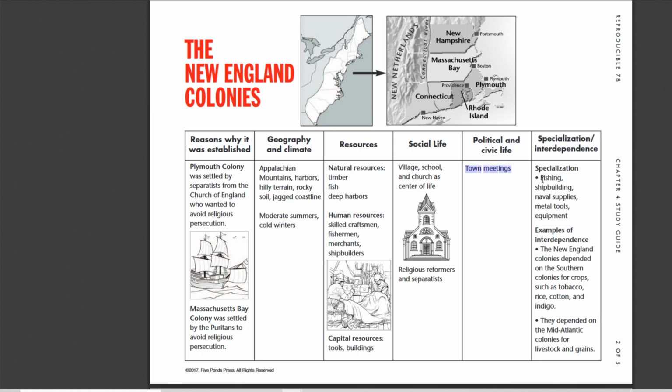And to reiterate, they specialized in fishing, shipbuilding, naval supplies, metal tools, and equipment. And here we have interdependence. New England would depend on the southern colonies for crops such as tobacco, and they would get their food from the mid-Atlantic, and they would send these things to those two other places.